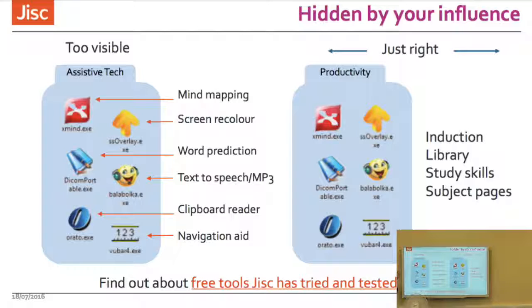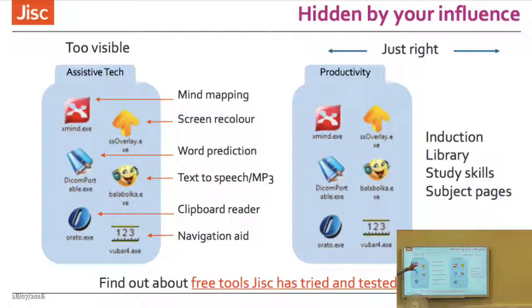Balabolka, text-to-speech, text-to-mp3, clipboard reader, and View Bar is a navigation aid. If you're dyslexic and it's difficult to automatically read the text, when you move from the screen to write a note, and then you move back to the screen, you kind of lose where you are. It can take ages to find it again. View Bar is just like an on-screen equivalent of a thumb that you stick there.